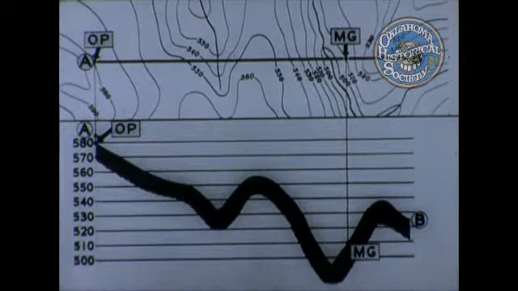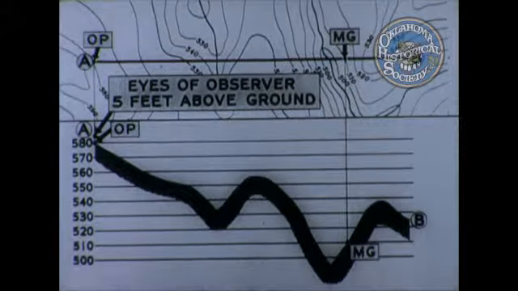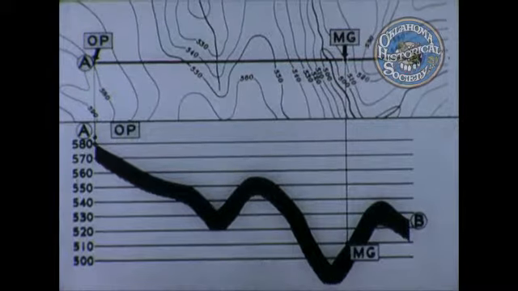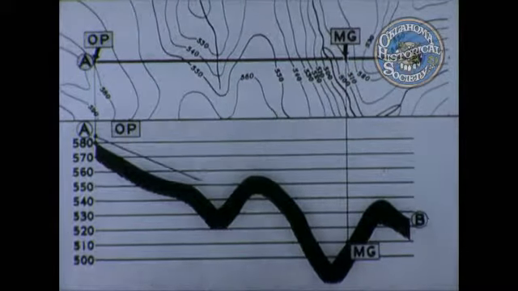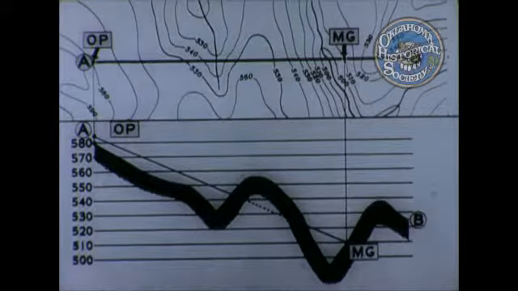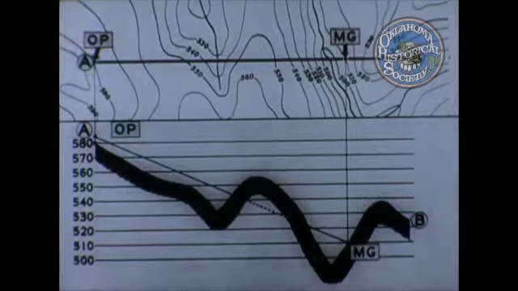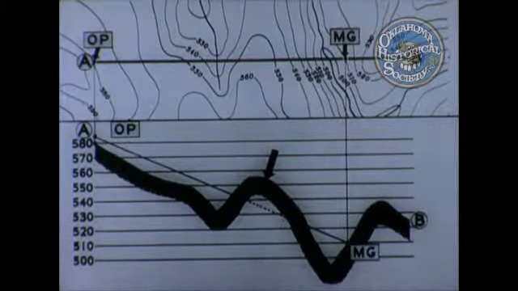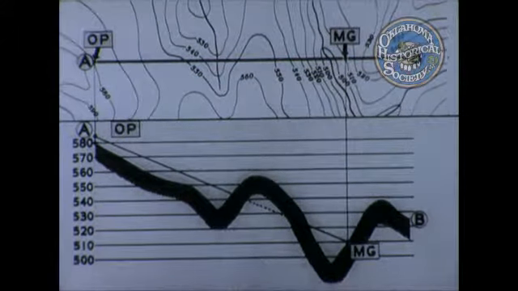Assuming that the eyes of the observer are about 5 feet from the ground, draw a line representing the line of sight from the observation post to the machine gun position. It is obvious that vision is obstructed by a ridge. The machine gun cannot be seen from the observation post.